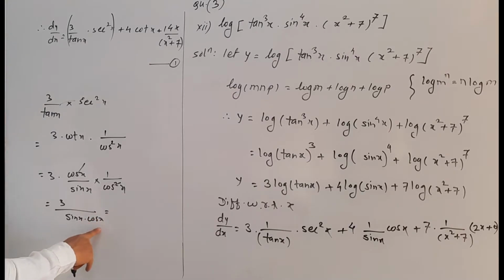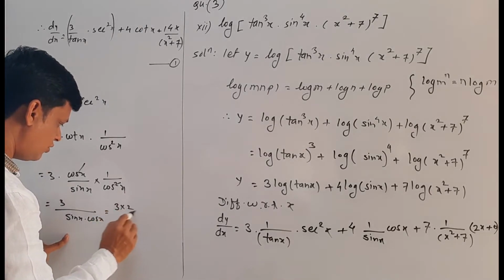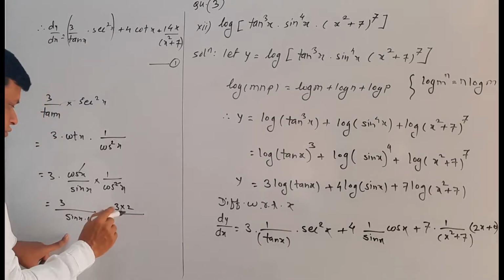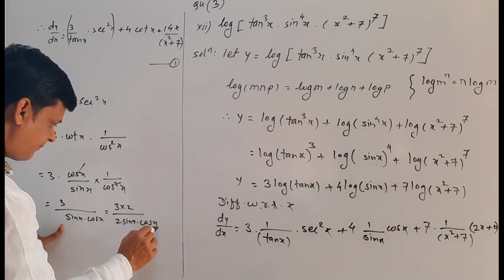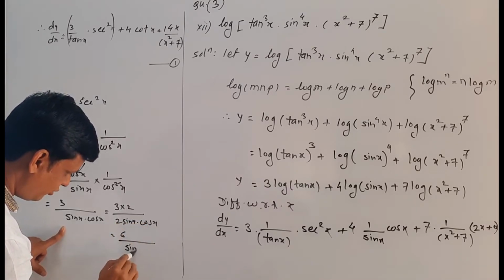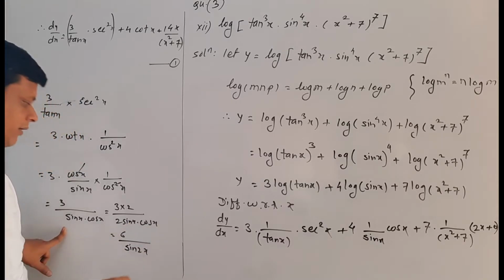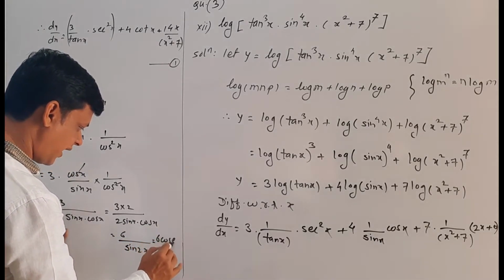If we have to apply the double angle formula, we have to multiply and divide by 2. So we multiply and divide by 2: 3 into 2, and here also sin x into cos x. So we get 6 upon 2 sin x into cos x. We write sin 2x, and 1 upon sin 2x is cosec 2x. So we write 6 cosec 2x.